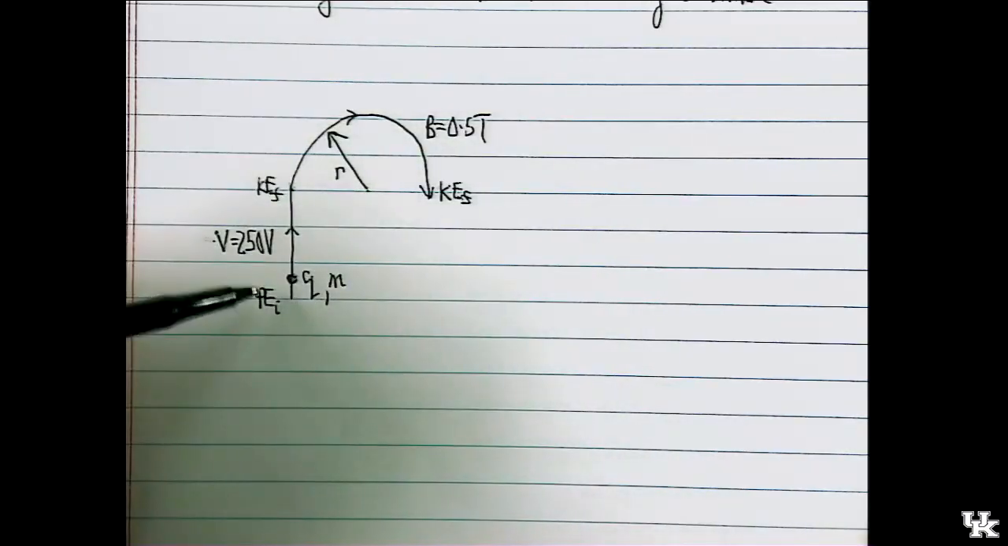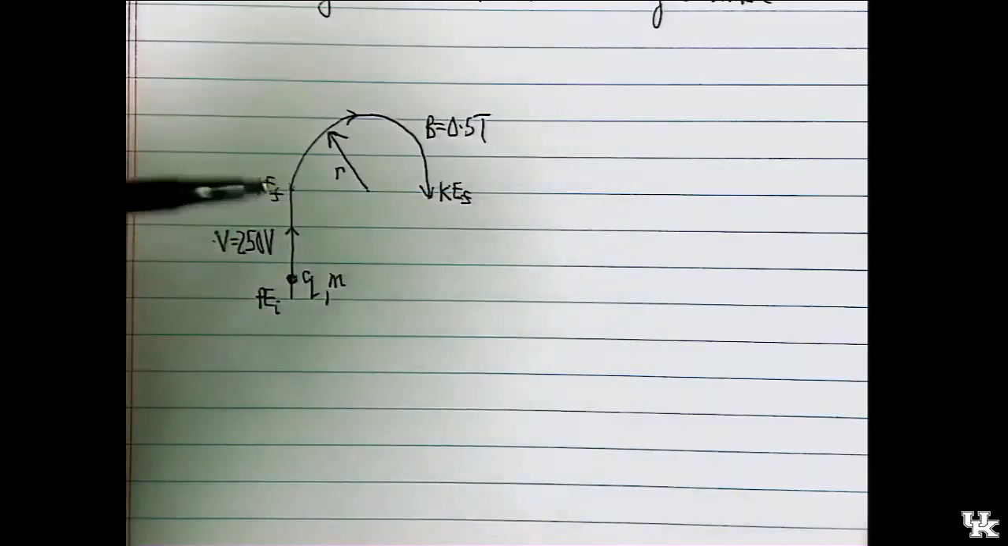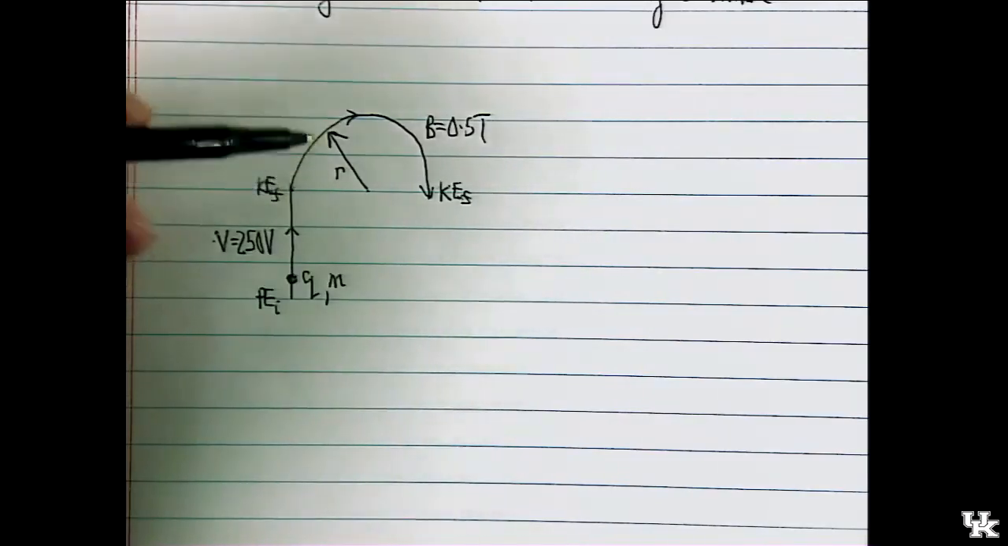In that straight section, it loses electrical potential energy. So it is initially at the top of an electrical potential hill. It loses that as it slides or rolls down that electrical potential hill. It acquires kinetic energy. If you can't read this, this is kinetic energy. Once it's acquired that kinetic energy, once it's acquired that speed, it then enters the region of magnetic field.